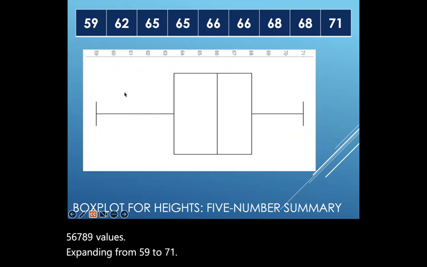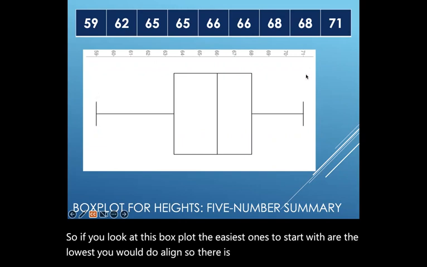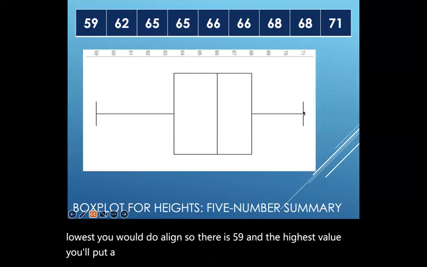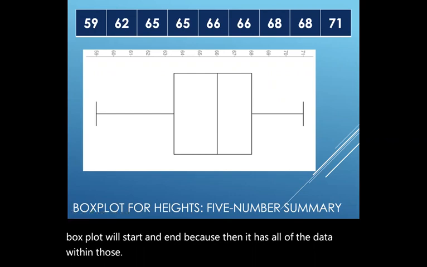So if you look at this box plot, the easiest ones to start with are the lowest: you would draw a line. So there's 59. And for the highest value you'll put a line. So there's 71. As you can see, that's where the box plot will start and end, because then it has all of the data within those frames.